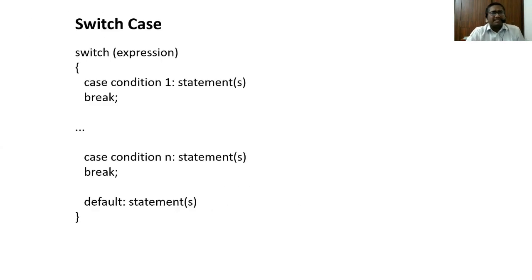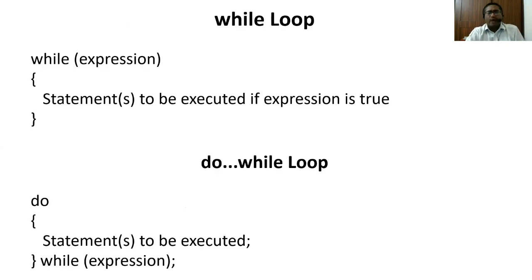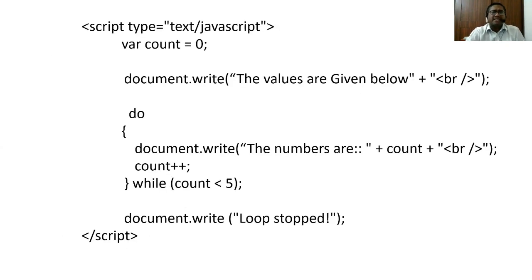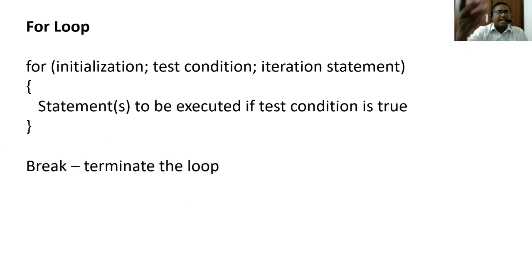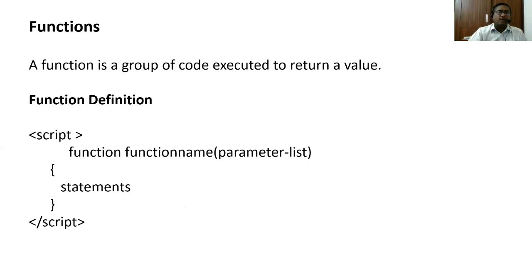I gave all the examples here. Switch cases will be used, while loops will be used, do while will be used, and one example we'll use for do while. First it will execute the program, at the end it will check the condition and come out. So at least once the program will execute, regardless of the condition. For loop, we will use like a program. Break terminates the loop, continue skips an iteration of the loop.